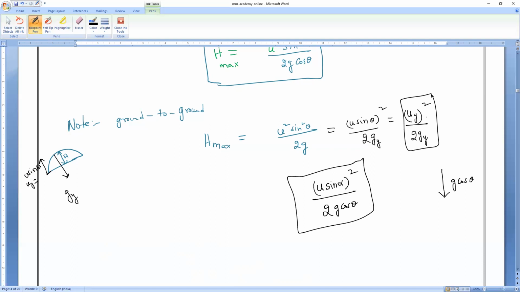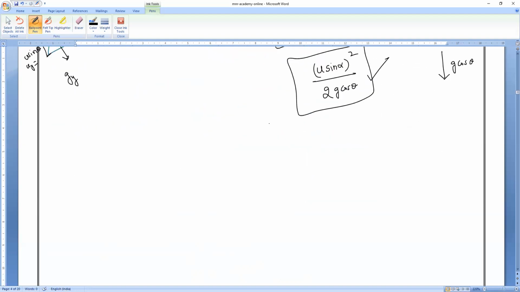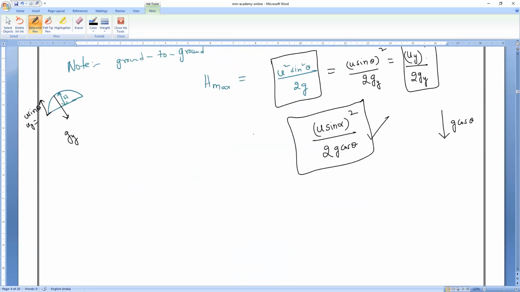Means the formula on an inclined surface and the formula for ground to ground remain the same or different? They remain the same. So this is what you have to learn. These two derivations, I hope you all understand.